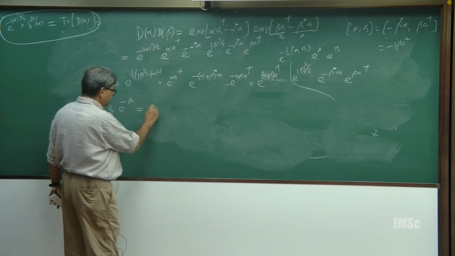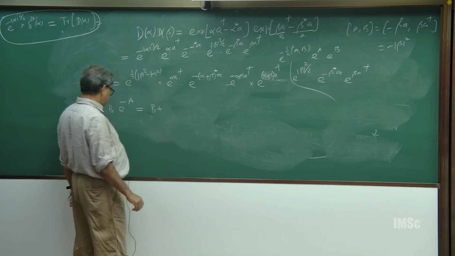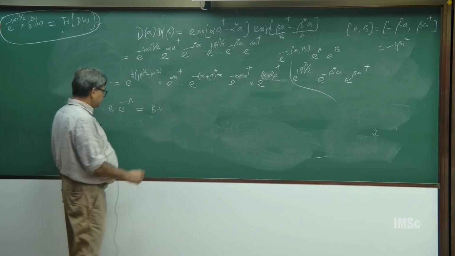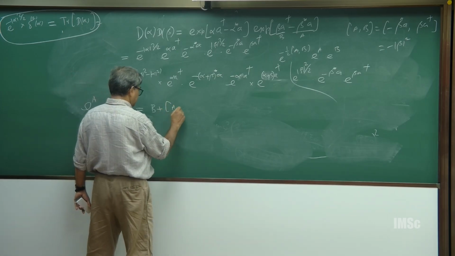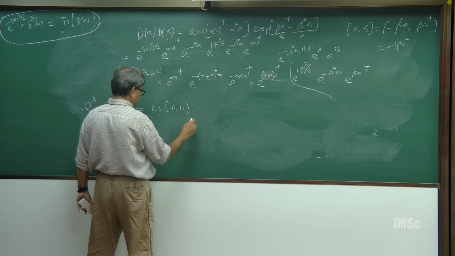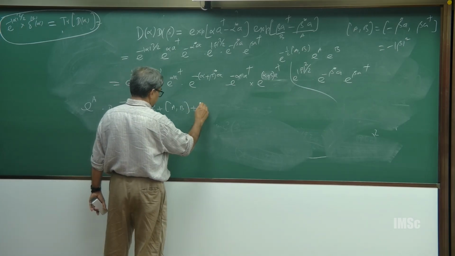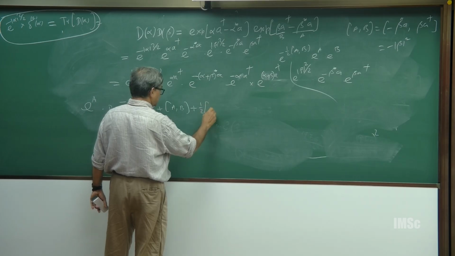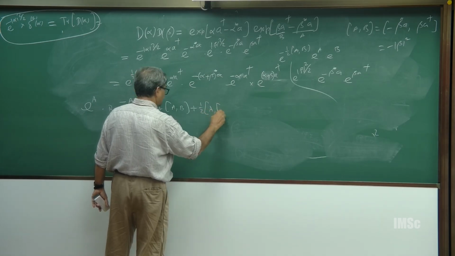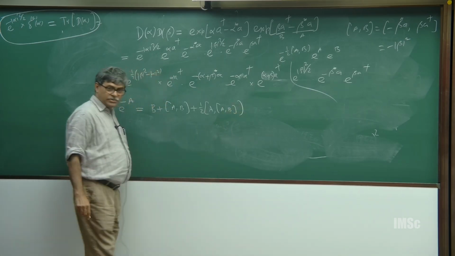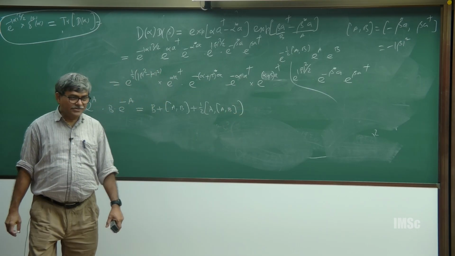B plus commutator of A, B, plus half commutator A comma commutator A comma B. Is that the one? Yeah. Baker, Hausdorff, Campbell.